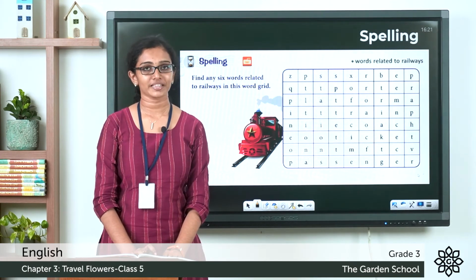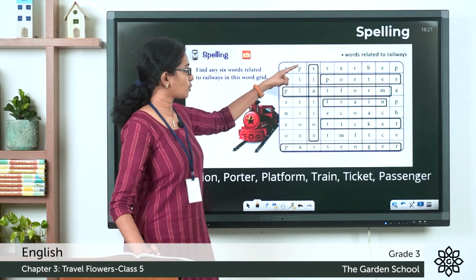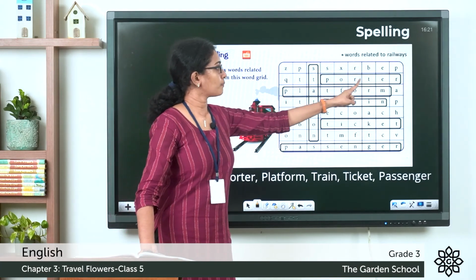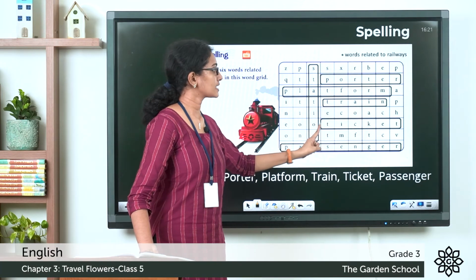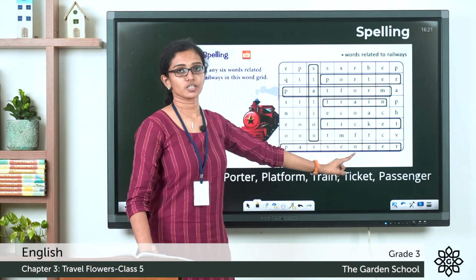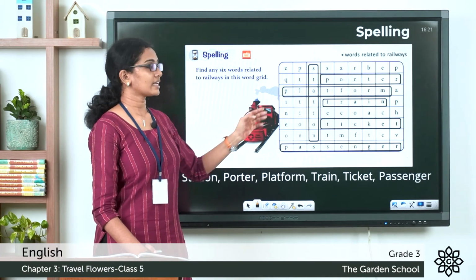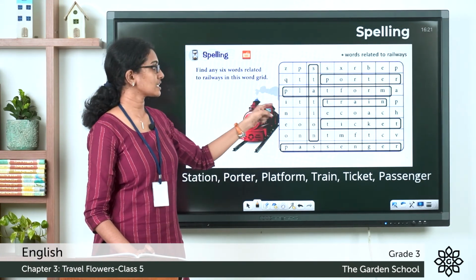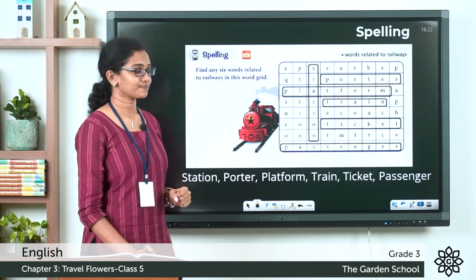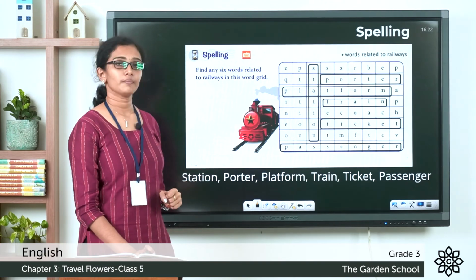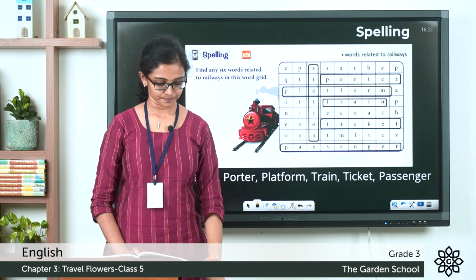Children, I hope you're done with that. Now let's see which are the words hiding in there. So we can see the word station, porter, platform, train, ticket and passenger. These are 6 words related to railways, and you can find all these words hidden in this word grid. You can check if any more words are hidden there. So the words are station, porter, platform, train, ticket and passenger.